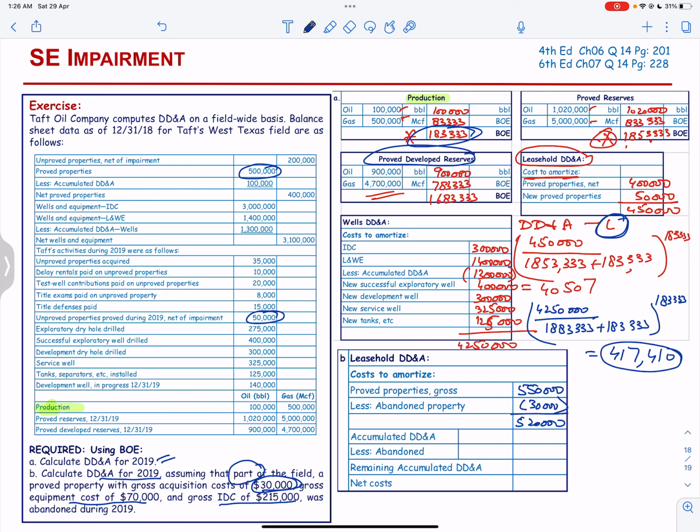Then we look into the accumulated depreciation, and that is 100,000, but 30,000 of property has been abandoned. So we will subtract this abandonment and the remaining amount is 70,000. So the net cost will be 520 minus 70. So the net cost will be 450,000. So that is how we calculate the cost in this case. And this completes our discussion on cost disposition through abandonment or retirement of proved property and impairment.